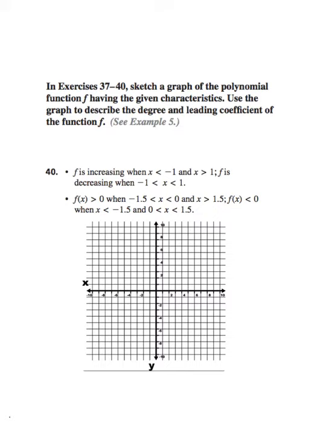On this page, what we're going to be doing is graphing, the reverse of what we just did. You're going to be given some information about where the graph is increasing and decreasing and where it exists above and below the x-axis. For the first part, it looks like I already started this in another class. Let me just erase it. Let me see if I can make this a little bigger.